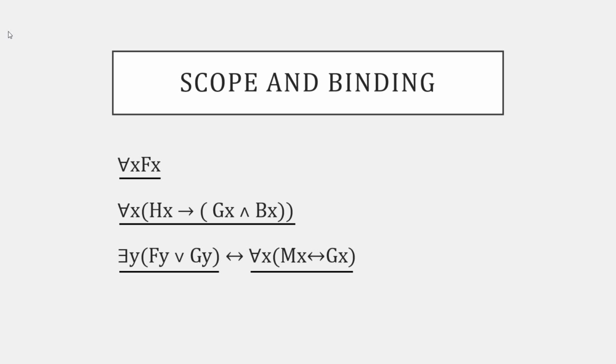Now here's a sentence with two quantifiers, two separate scopes. There exists a y such that y has the property f or it has the property g. The scope of this y is the whole sentence that comes after it, the whole sentence in the brackets after it. That's going to be the typical case.